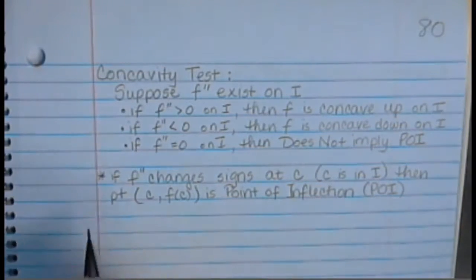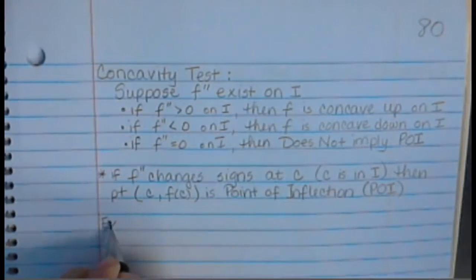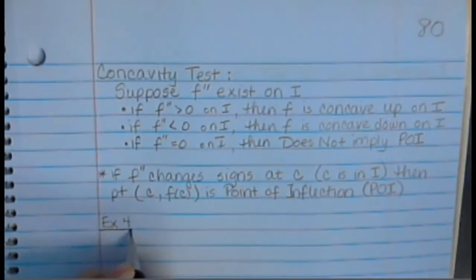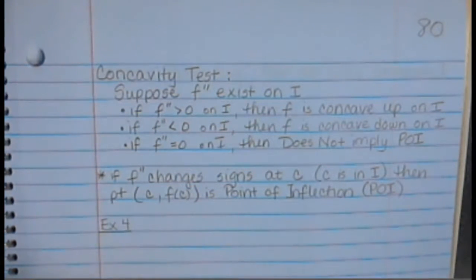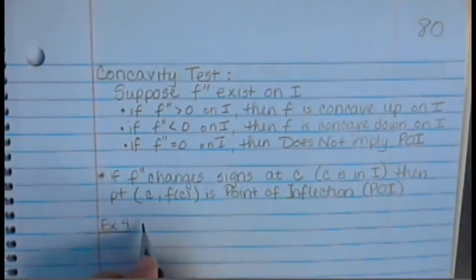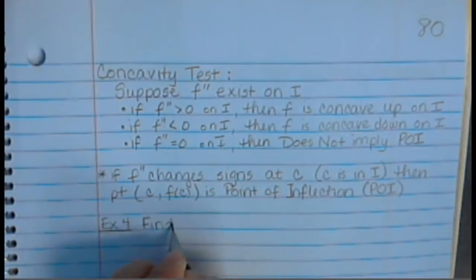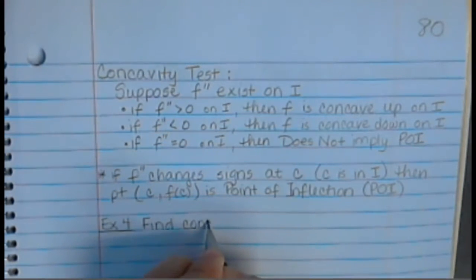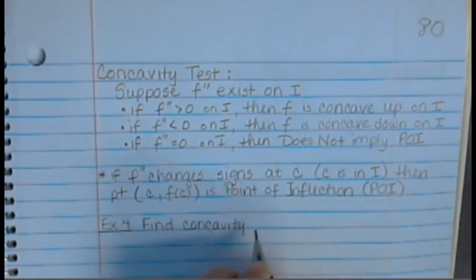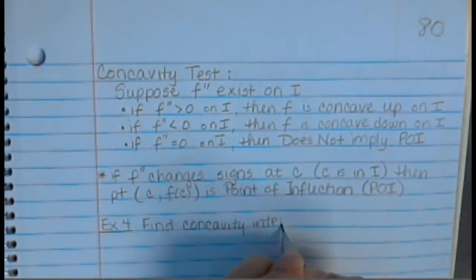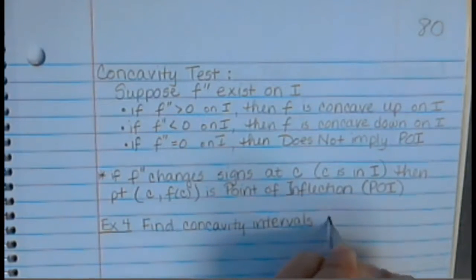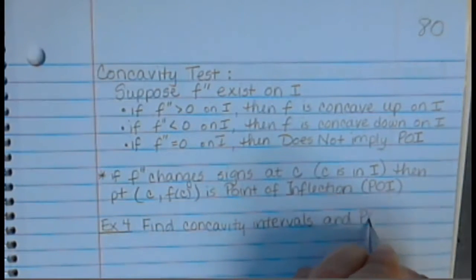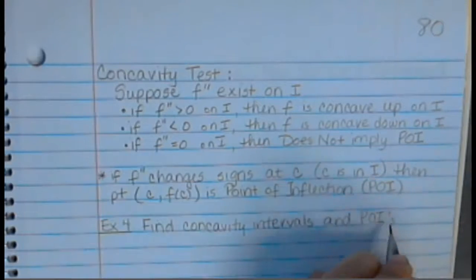This is example number 4, found on page 80 of our notes. I wanted to make sure that we cover an example about concavity. So our job is to find the concavity intervals and POIs if there are any.